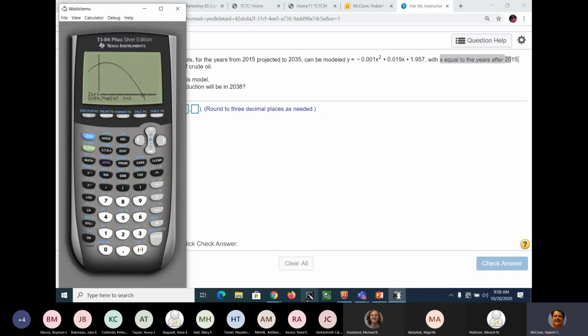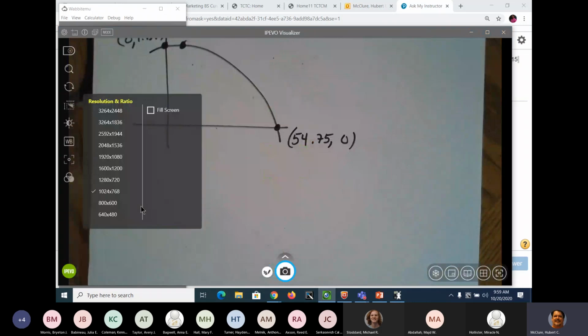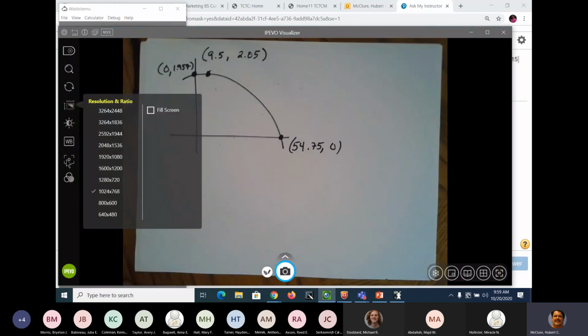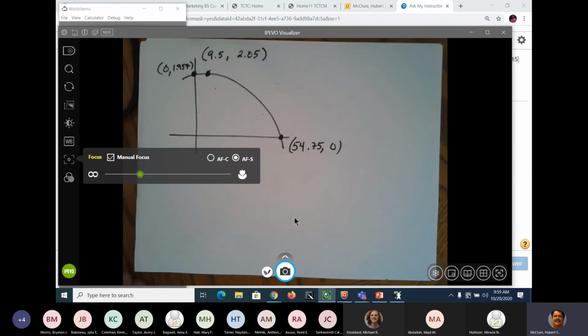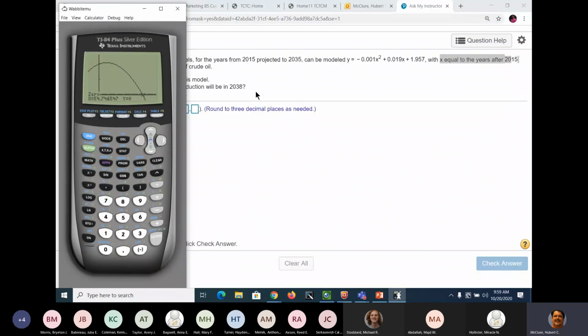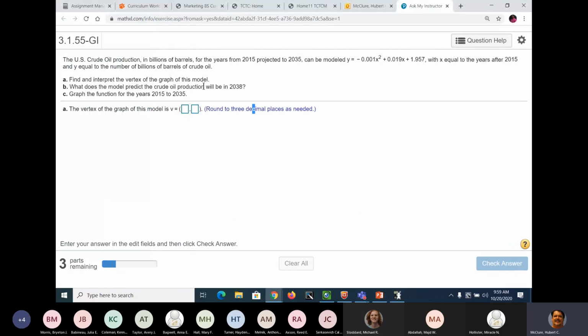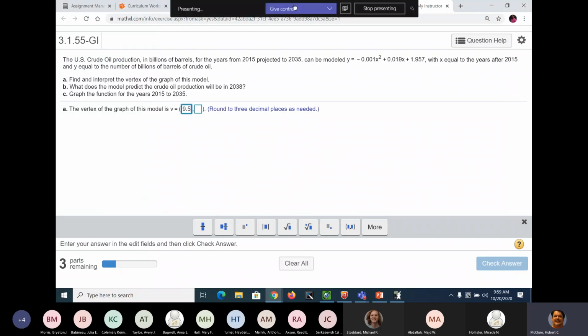Okay, now my picture right here, that's basically everything I can get from the calculator without going into a lot of stuff. So that's just finding things that you can find on the calculator. Now let's see what the question asks. All right, it says find and interpret the vertex of the graph. Well, the vertex is 9.5, and 2.05.